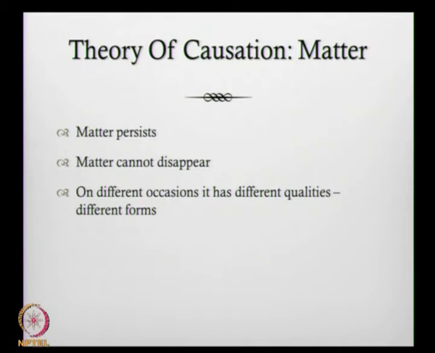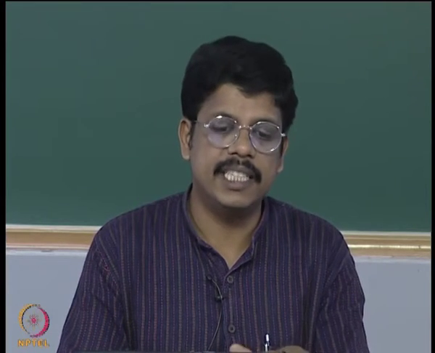We have already seen it with the example of the seed evolving into a sapling, and from there a tree, then again a fruit. So, in all these processes the matter does not disappear, but it acquires different qualities. So, in other words, the object changes its form.